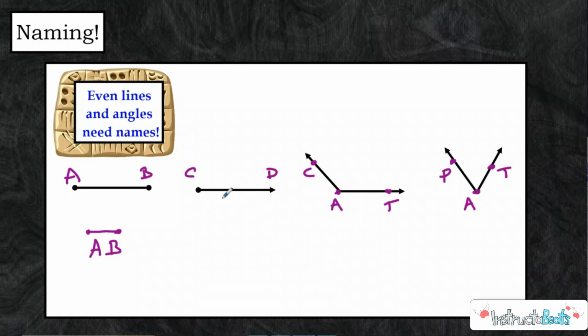So here's a ray. This is ray CD, okay, because it went from C to D or D to C. But up above it, you just put a ray symbol. That way you know, hey, it's a ray, and its name is CD.